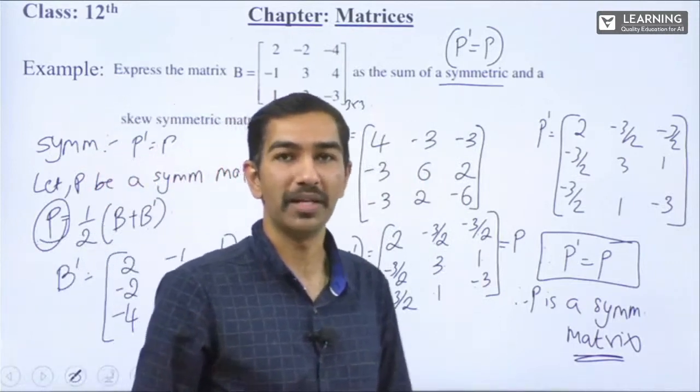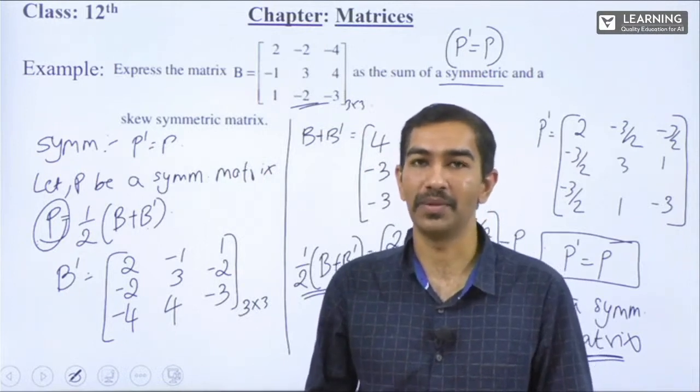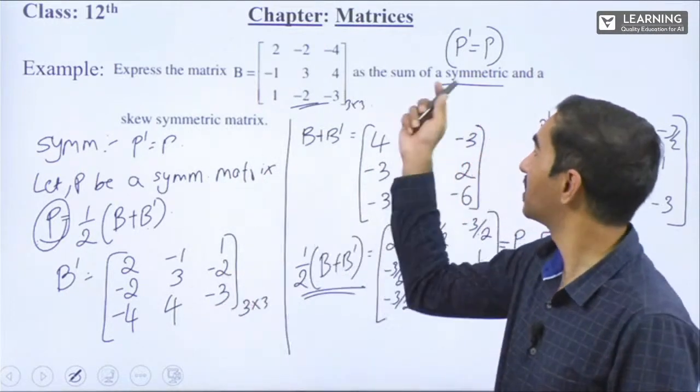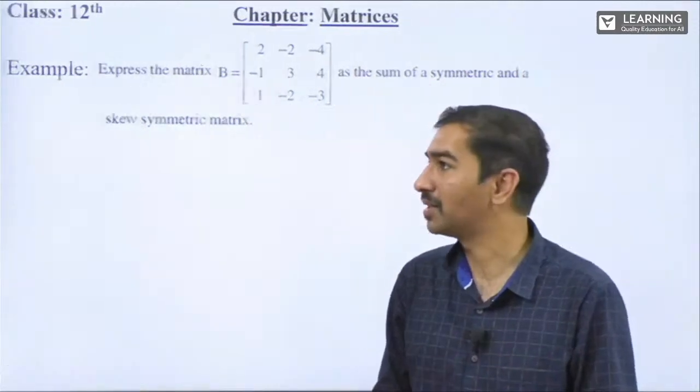So students, two things are very important. One is the formula and one more is the condition. Okay, moving on to the next one. So what is the next one here? Symmetric matrix we have done, right? So skew symmetric matrix we have to do next. Okay, we'll start with that.